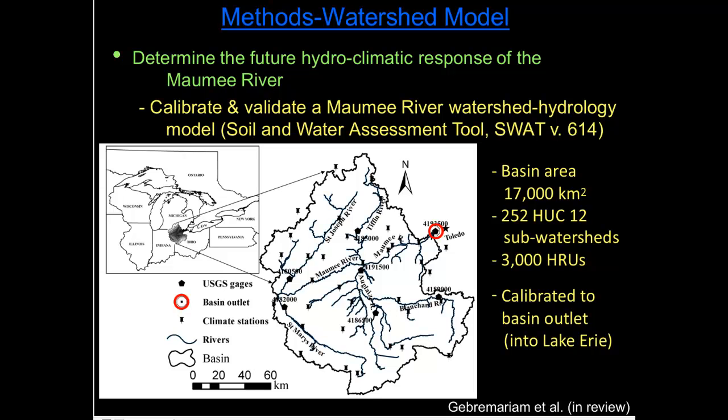You can see some of the statistics here about the Maumee Basin, the area. Those of you who know more about SWAT modeling will be interested to know there are 252 HUC-12 sub-watersheds that we've used for this SWAT model. We've divided that into 3,000 HRUs. As we developed this model and checked it out, we calibrated it to the basin outlet, which is identified here at Toledo.